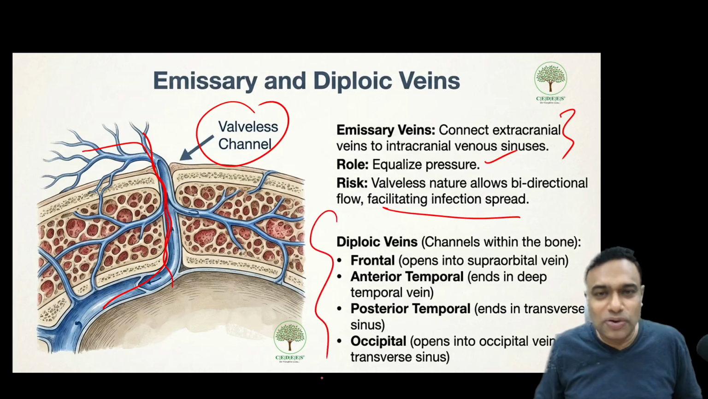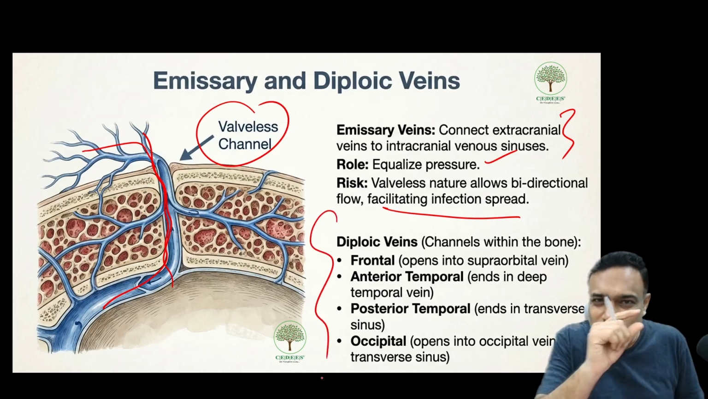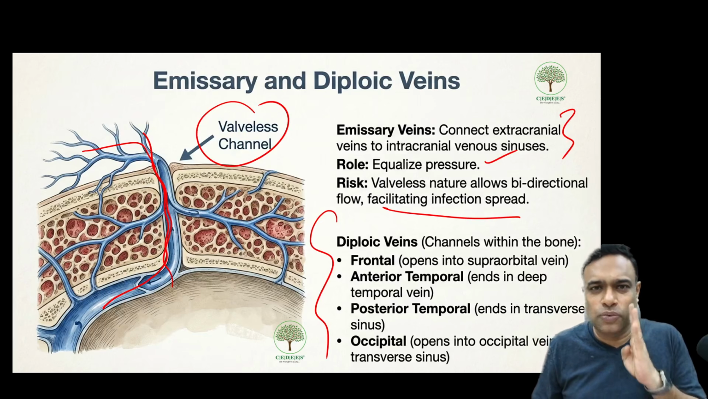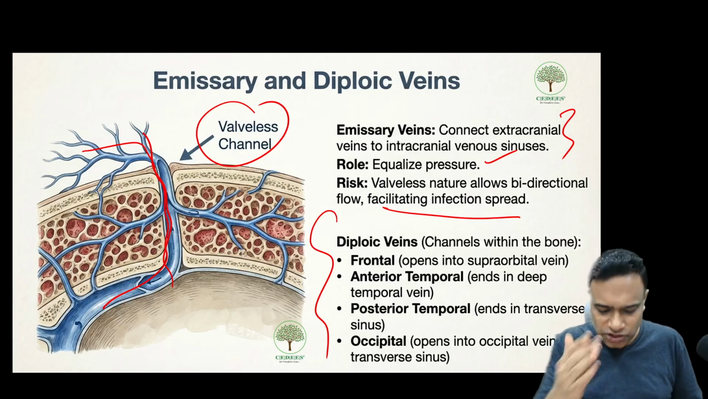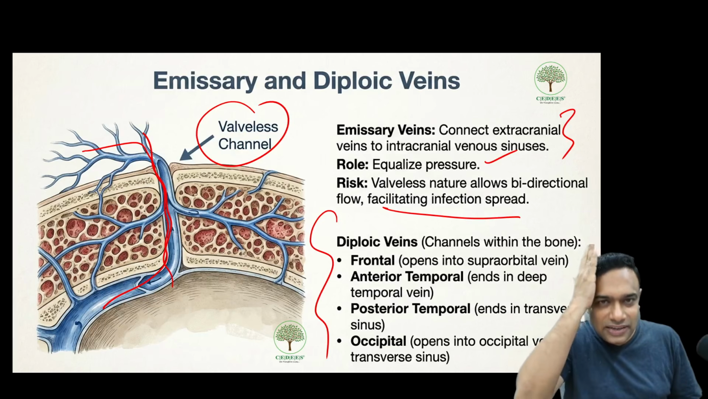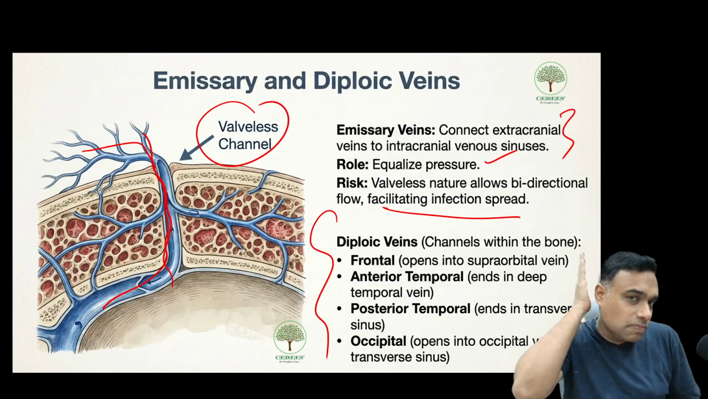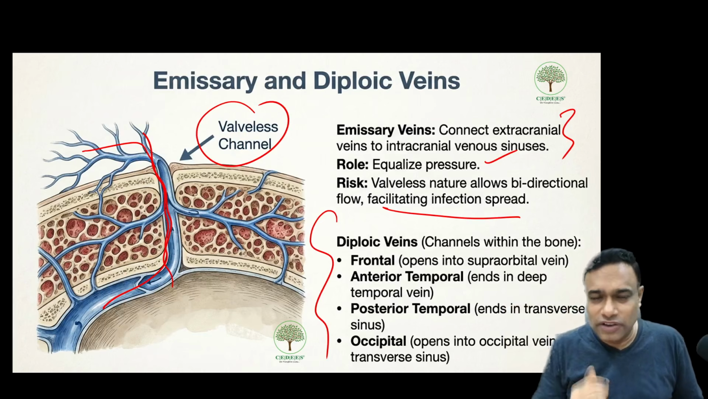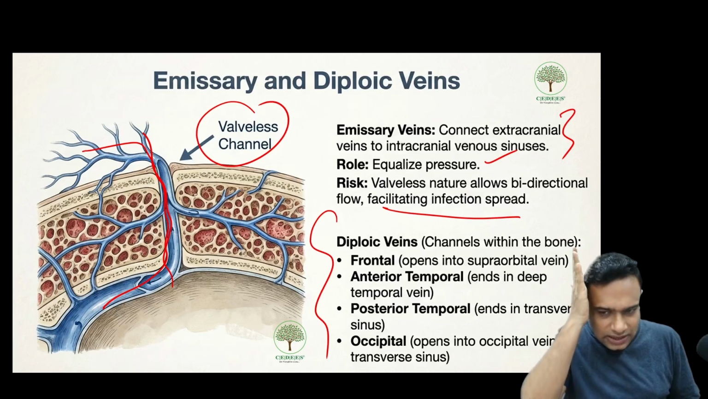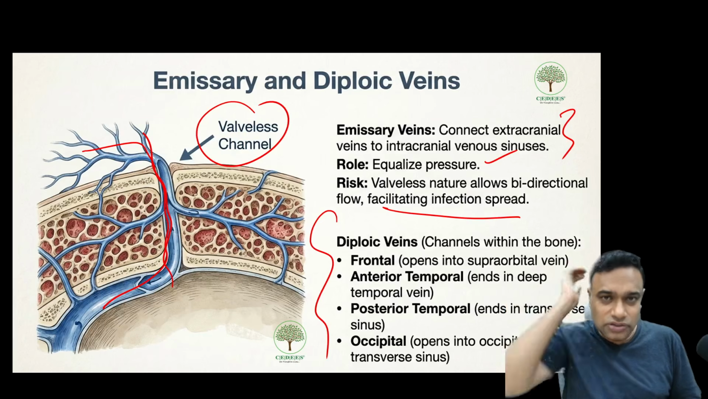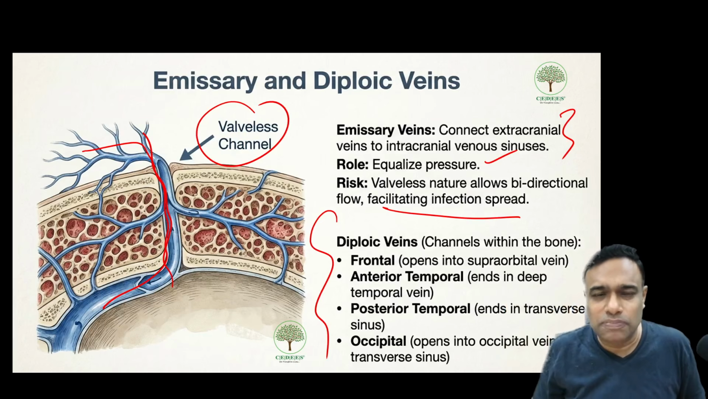Now we have diploic veins. We discussed the small channels within the bone. There are four major diploic veins. Very easy to remember. The first one, frontal, here. The second one, anterior temporal, here. The third one, posterior temporal, here. And the last one, occipital, here. Right? So what do we have? Right in the front, the frontal, anterior temporal, posterior temporal, and occipital. So these are four areas where you have the diploic veins.